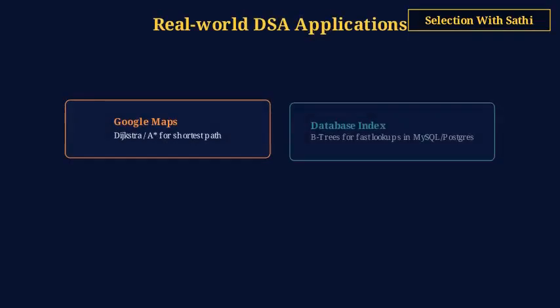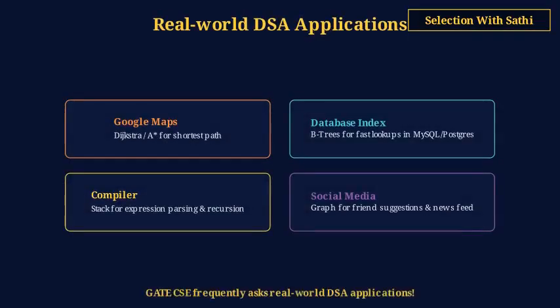Let's connect DSA to the real world, because many students think DSA is just academic theory. Think about Google Maps. When you ask for the shortest route from point A to point B, the app uses Dijkstra's algorithm running on a graph data structure where cities are nodes and roads are edges with weights. Think about databases. When you search a table with millions of rows, the database uses B trees and B plus trees for indexing. Without these tree structures, every query would scan the entire table.